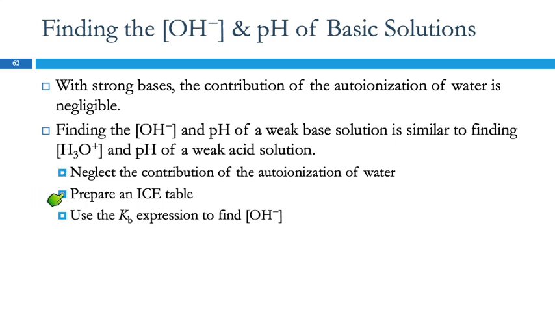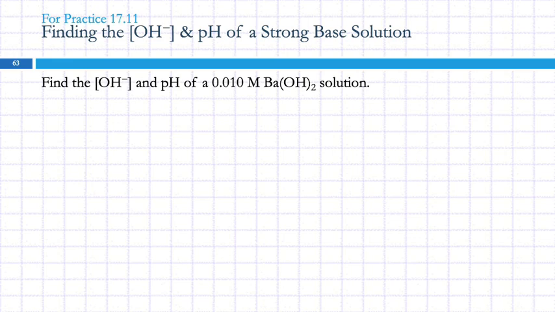We make an ice table, and we use the Kb expression to find the hydroxide ion concentration. So very similar to acids, but a little bit different. So we learn the pattern for acids, and then learning the bases should be just expanding on that idea. Okay, so let's find the hydroxide ion concentration and pH of a 0.010 molar barium hydroxide solution.